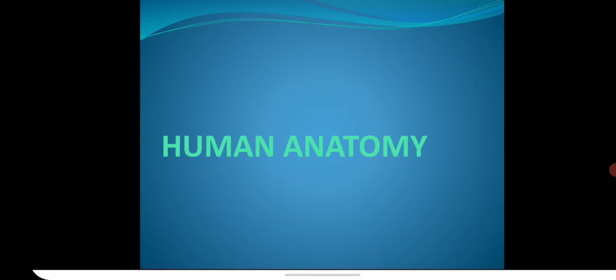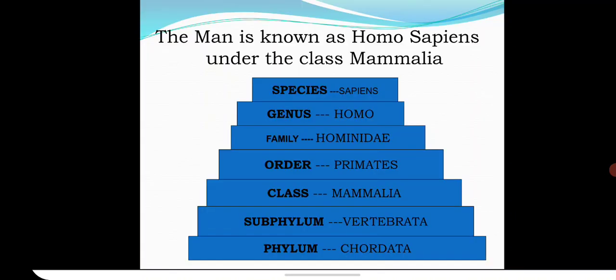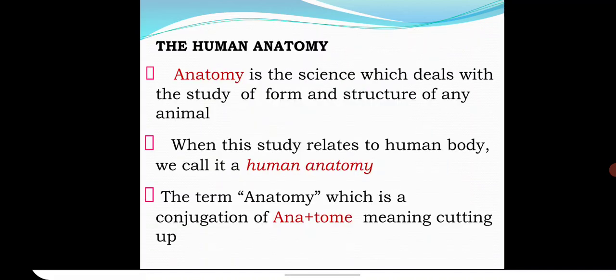Now we will see the human anatomy divisions. The man is known as Homo sapiens under the class Mammalia. The term anatomy was derived from ana tome, meaning cutting up. It's a science which deals with the study of form and structure of any animal. When this study relates to the human body, it is called human anatomy.